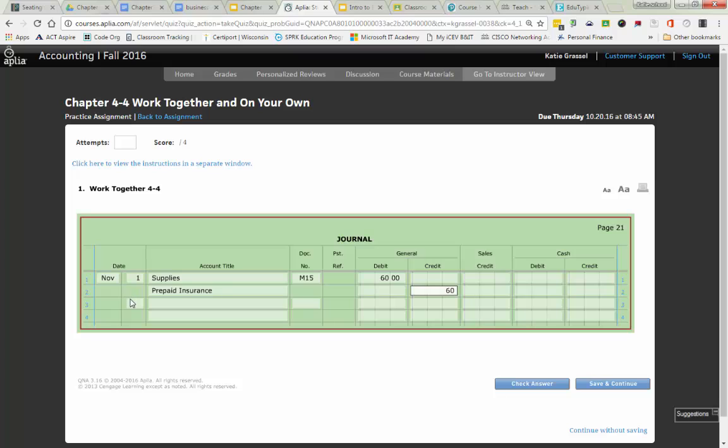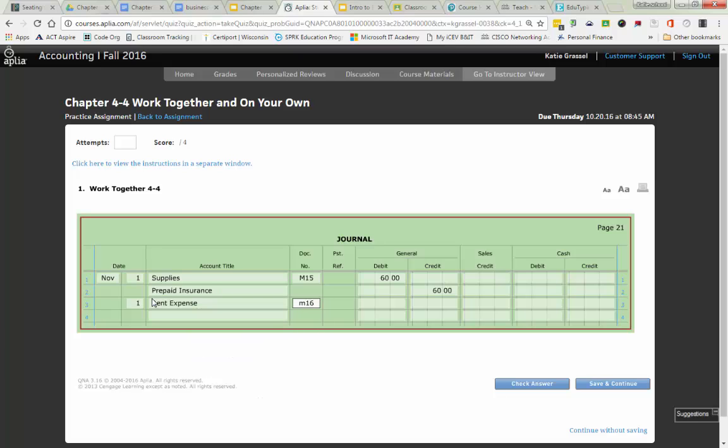Did I just say it backwards? Yeah, I did just say it backwards. Sorry. It should come out of repair and go into rent. Sorry, I explained it backwards. That's not a good teacher moment for me. So repair expense should be credited and rent expense should be debited.